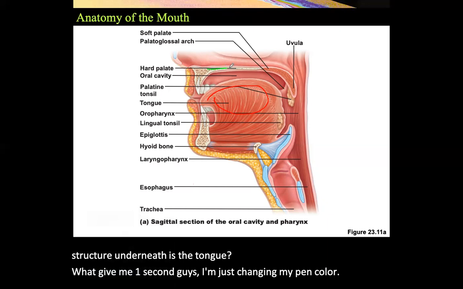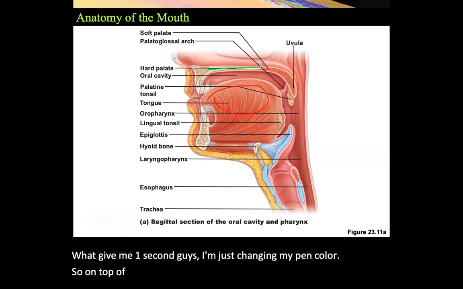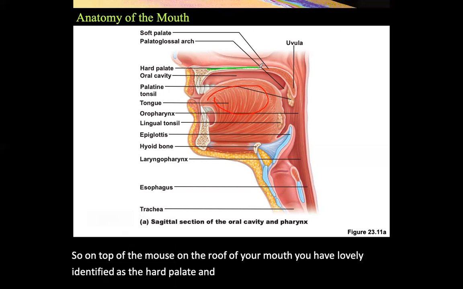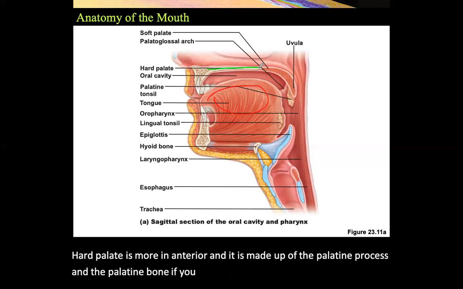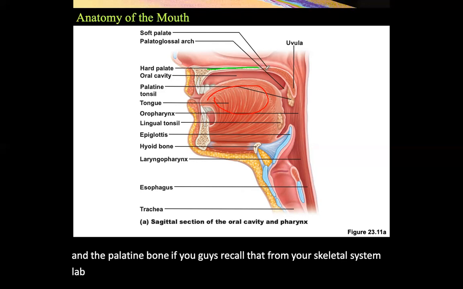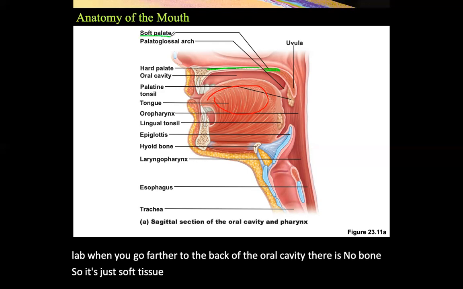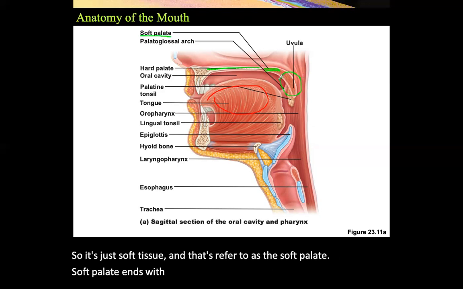So on top of the mouth, or the roof of your mouth, you have what we identified as the hard palate and the soft palate. Hard palate is more anterior, and it is made up of the palatine process and the palatine bone, if you recall that from your skeletal system lab. When you go farther to the back of the oral cavity, there is no bone, so it's just soft tissue, and that's referred to as the soft palate. Soft palate ends with a structure called the uvula.